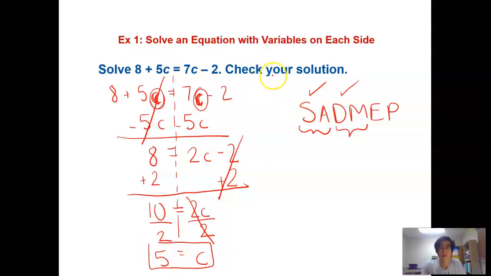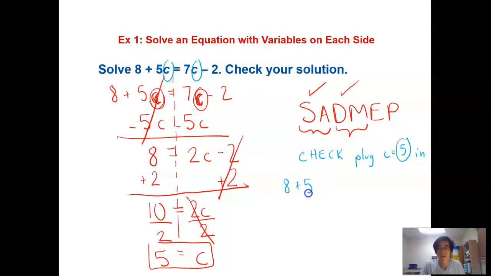Alright, so it's also telling me to check my solution. How do I do that? Okay, if I want to check, let me use a different color to show my check. Okay, if I want to check my solution, all I have to do is plug c equals 5 back in. Alright, plug it back into the original equation where c is over there. Okay, so I'm going to replace all the variables c with the number 5. Alright, so let's write it out.